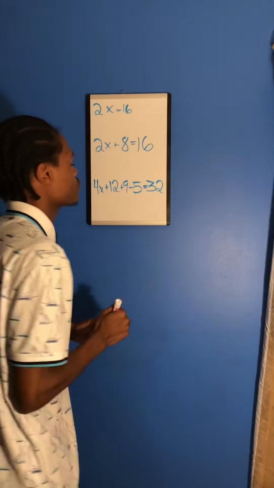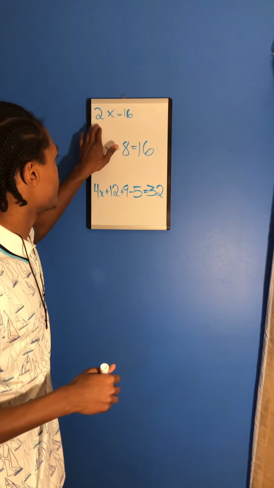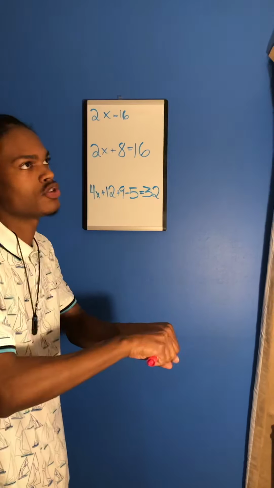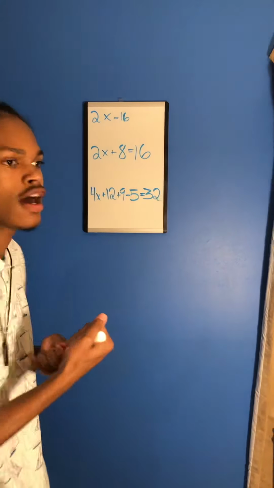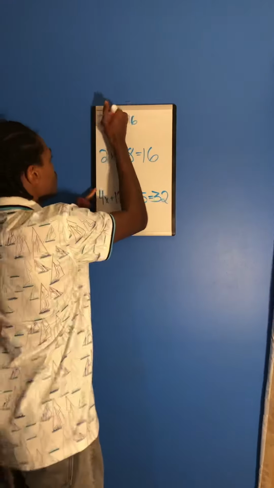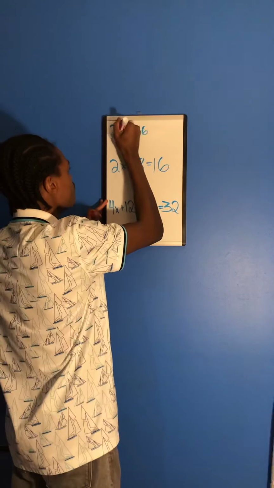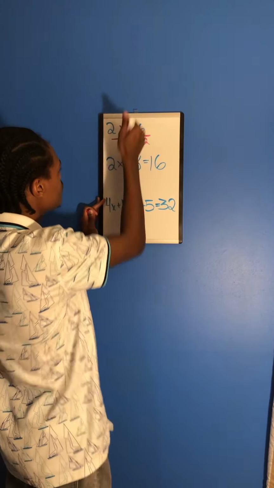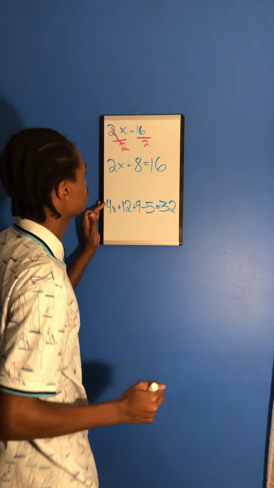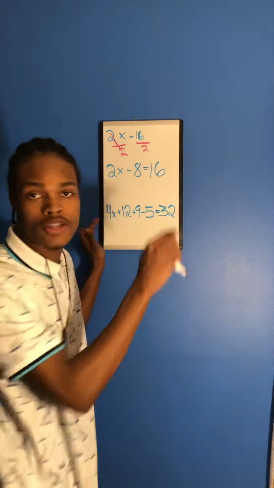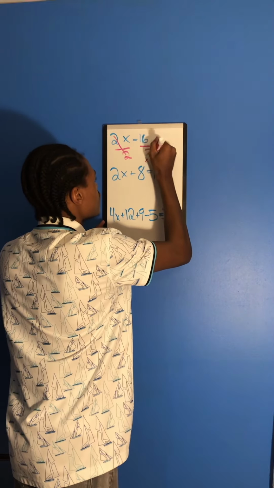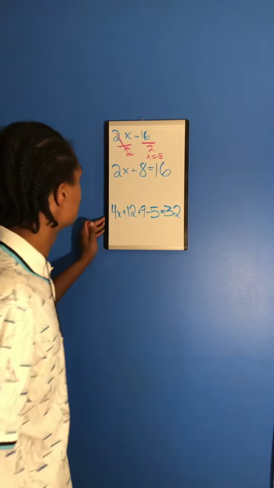In order to solve for x, when you see a variable and a number pushed up together, that means multiplication. So we do the opposite of multiplication, and that is division. So what I'm going to do is divide by 2 on both sides. And here, these cancel. 16 divided by 2 will be 8. So we have x equals 8.